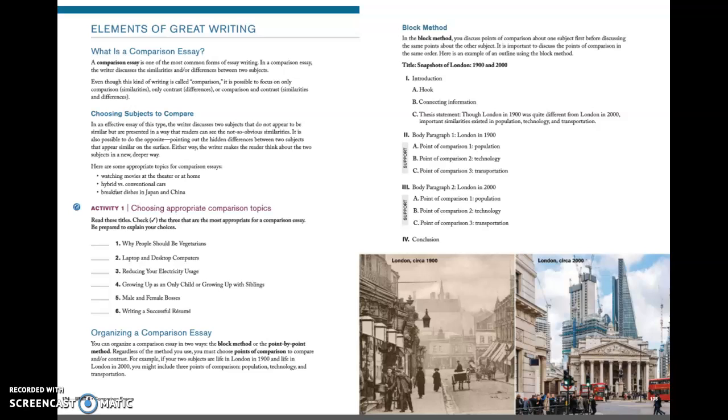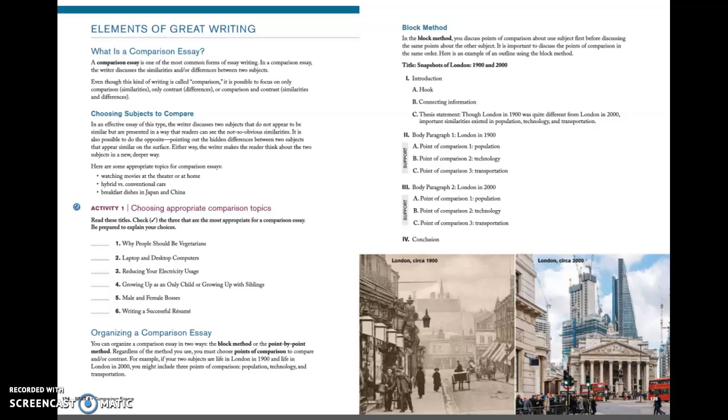So we can see there are fewer people in 1900. We could see that the technology is different. Maybe they have gas lights there. And then the transportation is different. So the second body paragraph is talking only about London in 1900. And then the third body paragraph is going to talk about London in 2000. And the 3 points of comparison are exactly the same: population, technology, transportation. And then we have a conclusion. So this is one way that you can organize an essay.